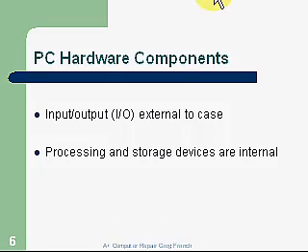PC hardware components, input, output, I/O, external to the case. We'll go over some examples of things that are coming into the computer. Your keyboard would be an input device. Your monitor would be an output device. Processing and storage. These are devices that are internal to the case.